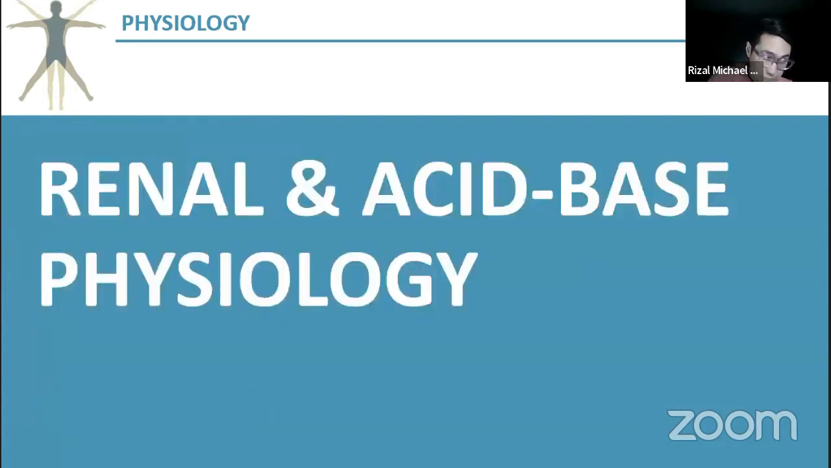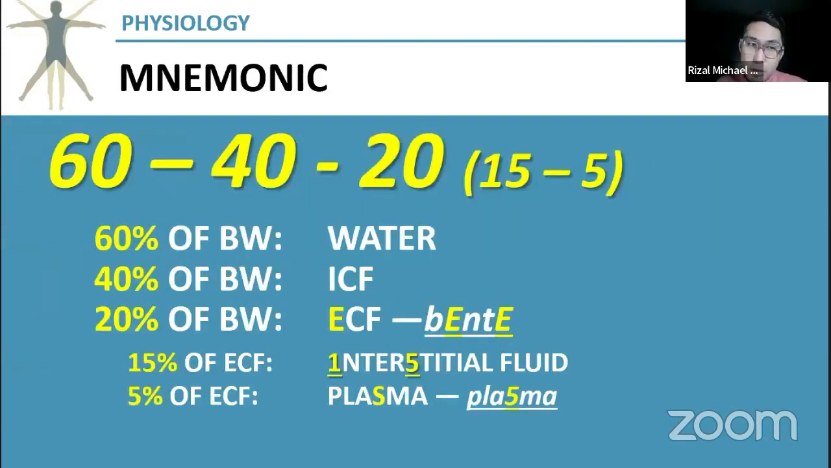Renal and acid-base physiology. Remember the 60-40-20 and 15-5. 15% of the ECF is interstitial fluid, and 5% of the ECF is your plasma. They can ask you basic computations, like for a certain kilogram of patient, how much is the ICF. So just know the percentages of these mnemonics.